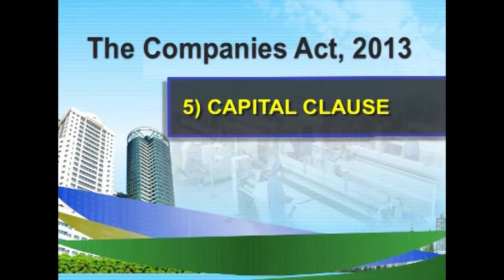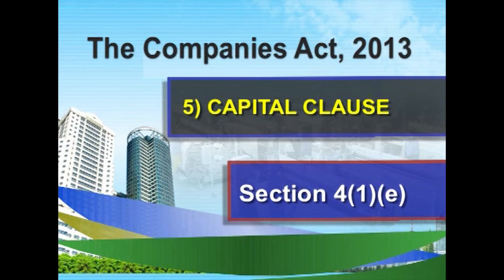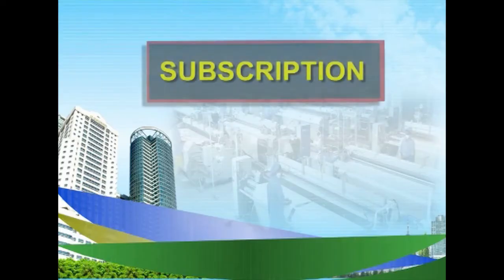5. Capital clause. According to section 4 subsection 1 clause E of the Act, the fifth clause has to state the amount of nominal capital of the company and the number and the value of the shares into which it is divided. Subscription. The memorandum concludes with the subscriber's declaration.